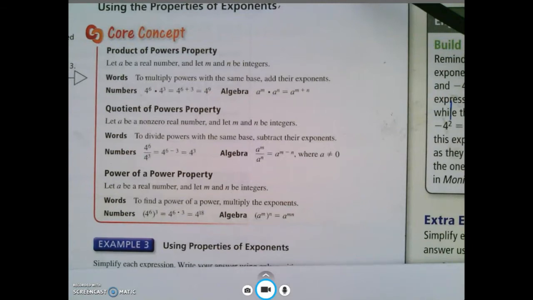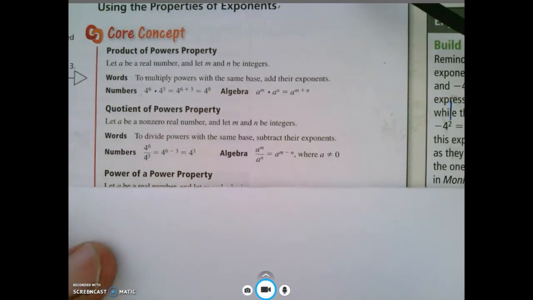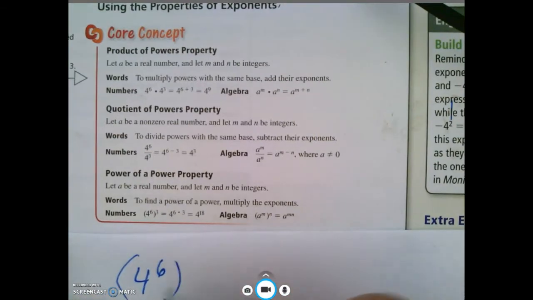Power of a power. Last one here, power of a power. It says to find the power of a power, multiply. And that's what students get confused by. Like, wait, sometimes I multiply, sometimes I add, sometimes I subtract. Well, let's write it out the long way. Let's use their example, 4 to the 6, raised to the 3rd.